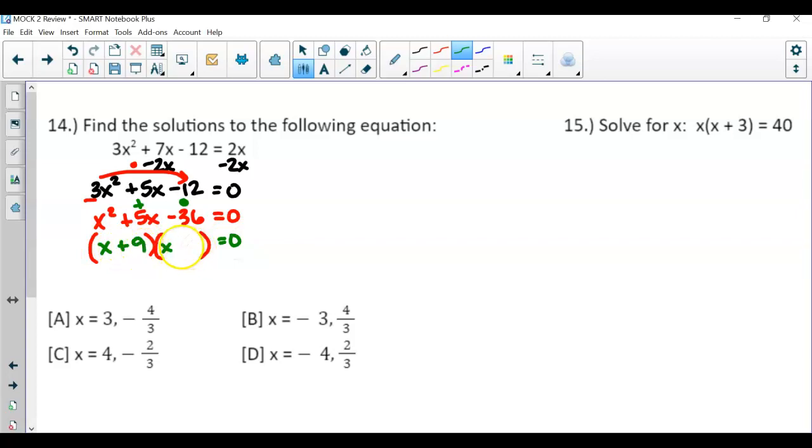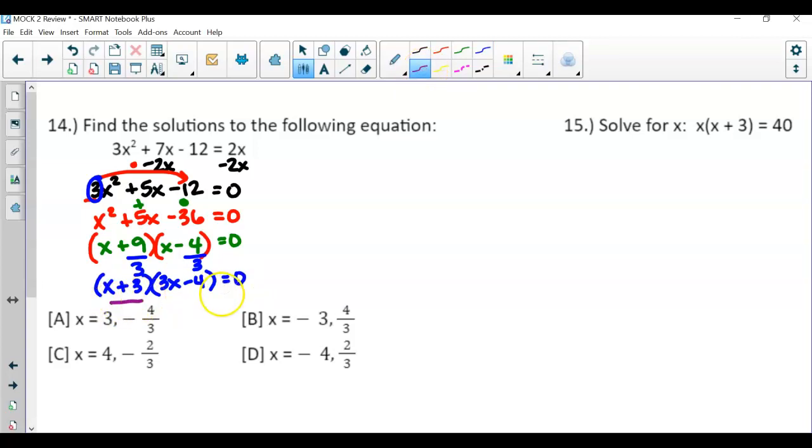Positive 9 and negative 4. However, does that mean my answer is negative 9, positive 4? No, because remember with bottoms up, right? Whatever you multiply by, in this case 3, make sure now to divide by 3. Now I've got x plus 3 from 9 divided by 3, bottoms up, so 3x minus 4 is equal to 0. Now we can solve.